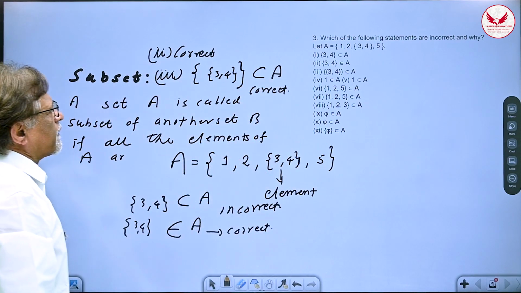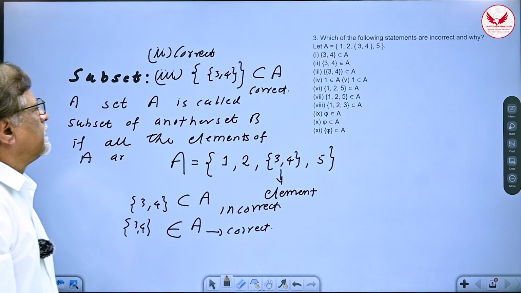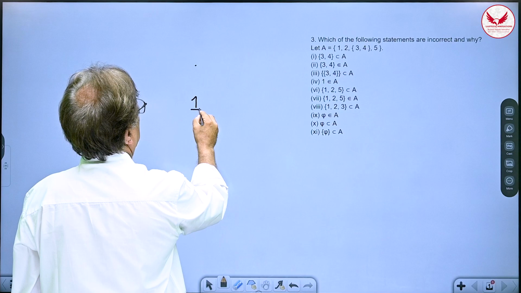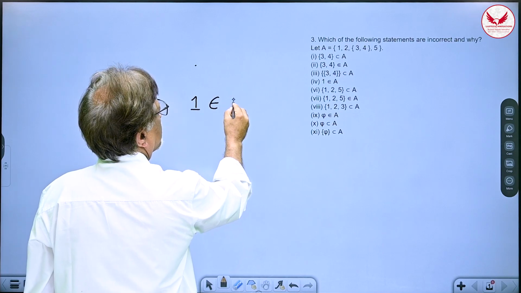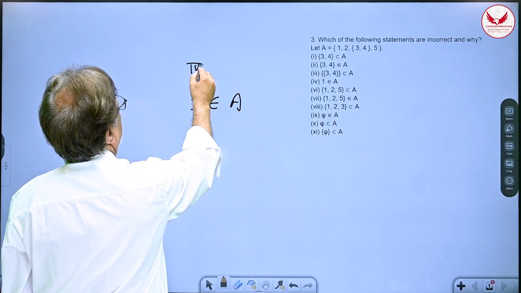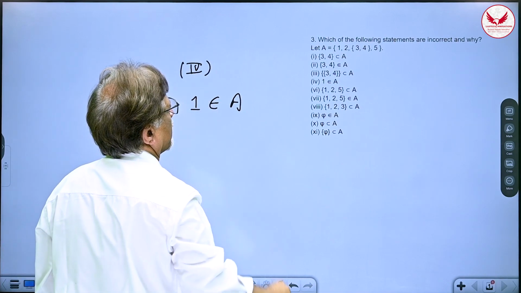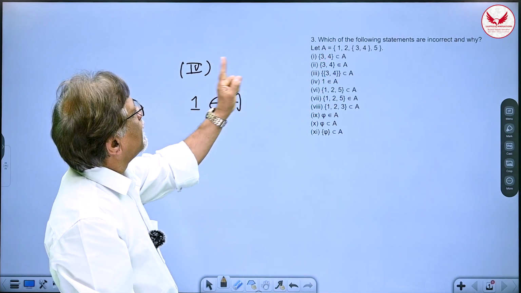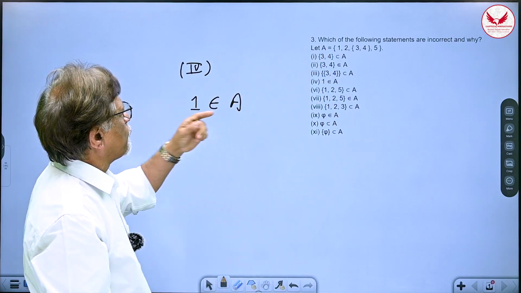The statement is correct. Third statement is correct. Now look at the fourth statement. Fourth statement says that the number 1 belongs to A. Is it a correct statement? Obviously it's a correct statement because 1 is a member of A. So 1 is an element inside A. So 1 belongs to A is correct.